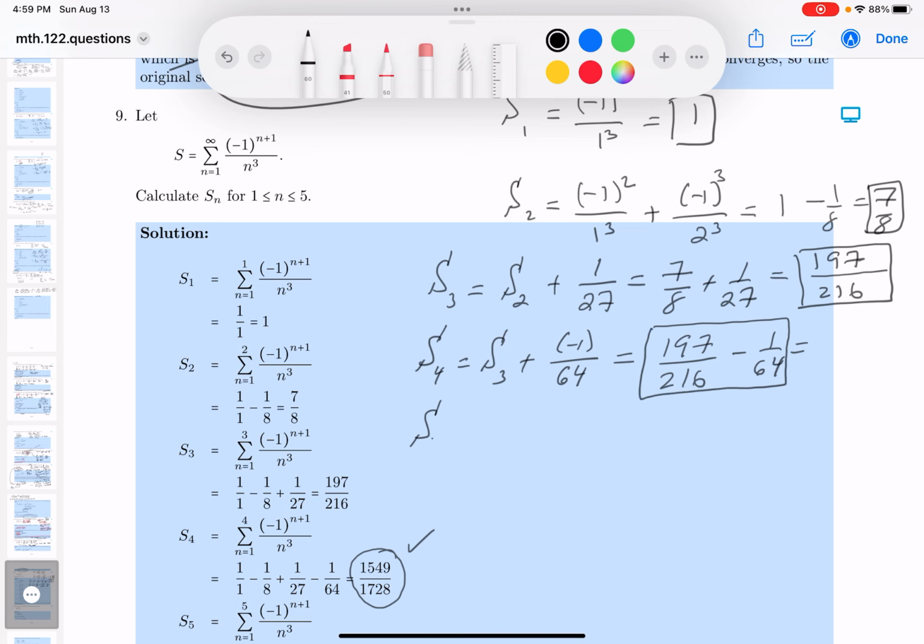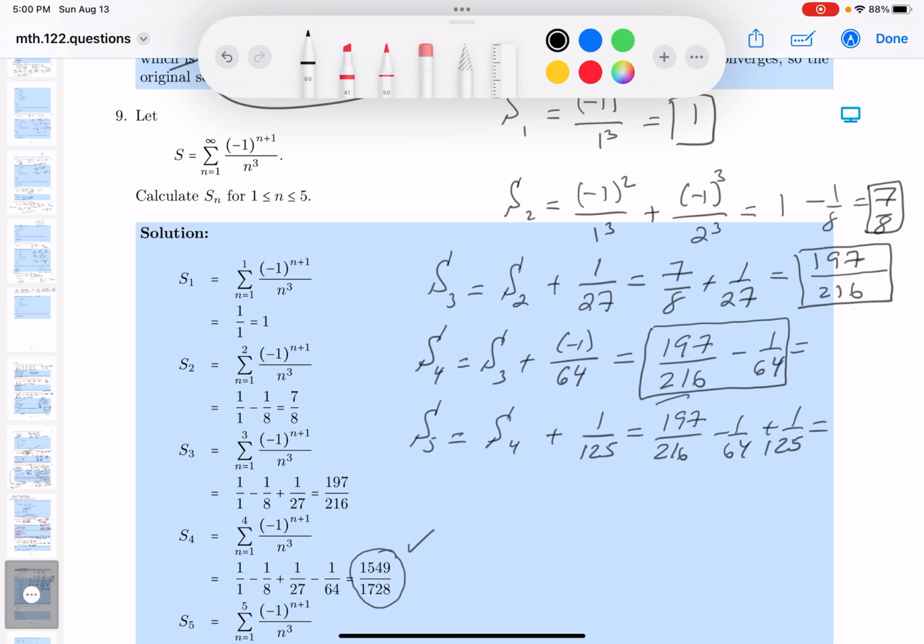Let's write down S5. What's that going to be? S4 plus, well, I'm at 5 now, right? So it's minus 1 to the 6, which is 1. And then you're going to get 5 cubed, which is 125. Yeah, it's more difficult. But what I'll be writing down over here is 197 over 216, minus 1 over 64, plus 1 over 125.